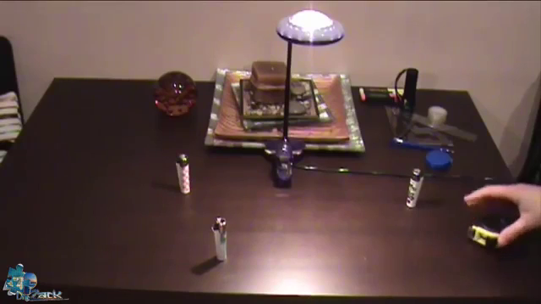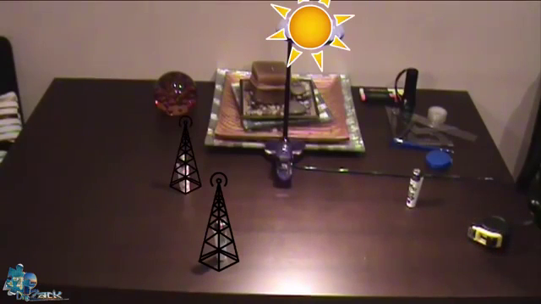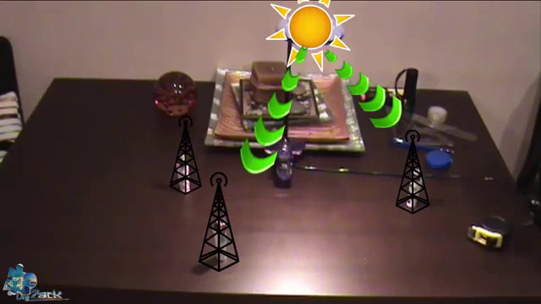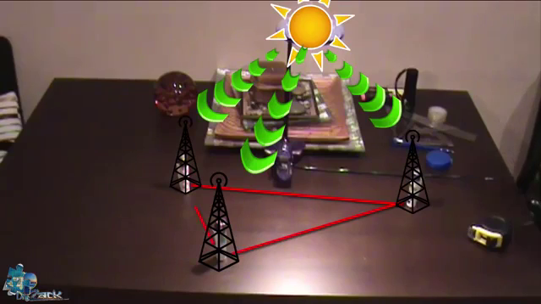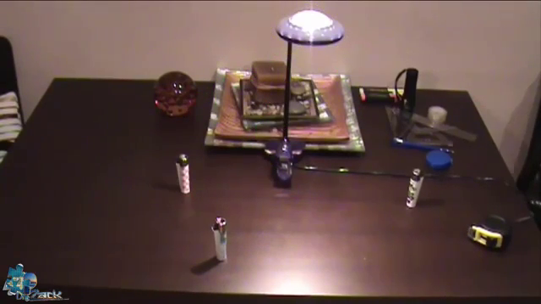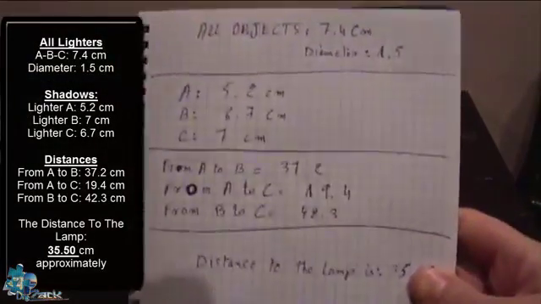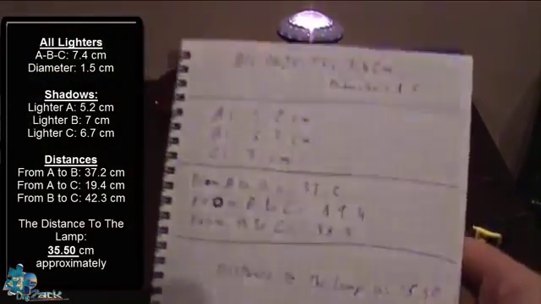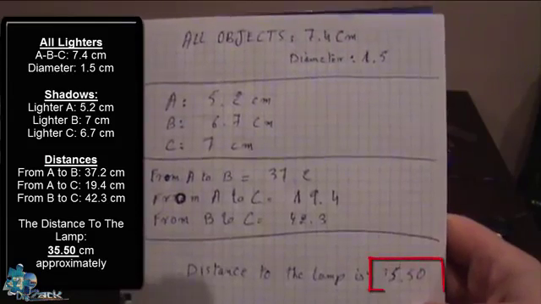So let's imagine the lamp as the sun and the lighters as cell towers, and the light that comes from the lamp as a mobile signal, for example. And all we have is the distances between the towers and the mobile signal, which is the lights in this case. Here are the measurements that I used to locate the lamp that is at 35.50.